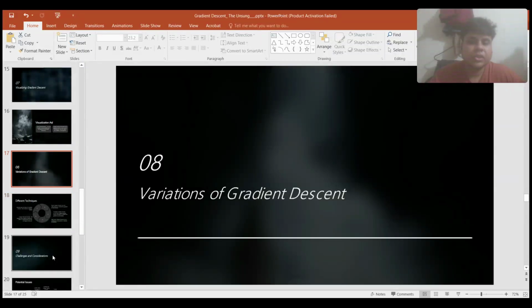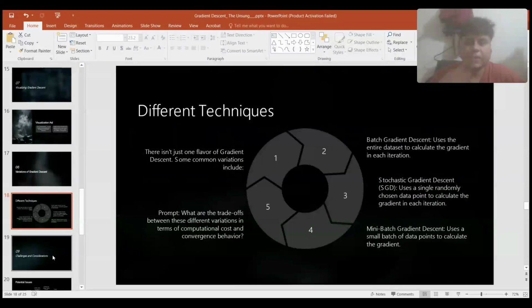There are many variations of gradient descent. Some variations are batch gradient descent and stochastic gradient descent, SGD. We use SGD with other classification algorithms like SVM. We use it with SVM, and mini batch gradient descent.